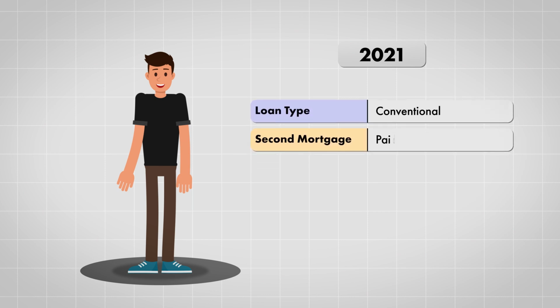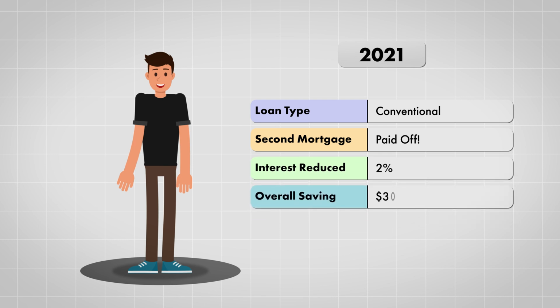So all in all, we got rid of his mortgage insurance by refinancing him into a conventional loan. We paid off his second mortgage. We reduced his interest rate by 2%, and we saved his family about $300 per month. And that all was possible because of home equity and its compounding effect as homes appreciate and as you make your regular monthly payment. So long story short, who wouldn't want that? That is the power of equity in action.